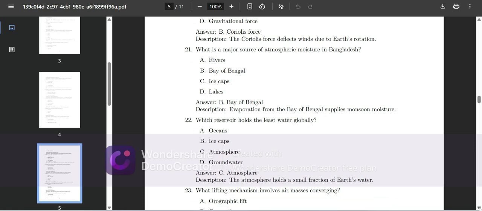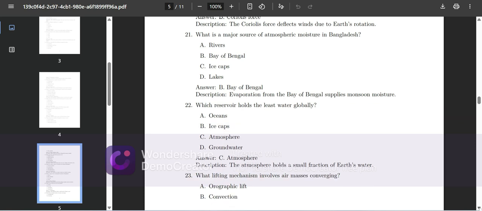What is the major source of atmospheric moisture in Bangladesh? Bay of Bengal. Evaporation from the Bay of Bengal supplies monsoon moisture.